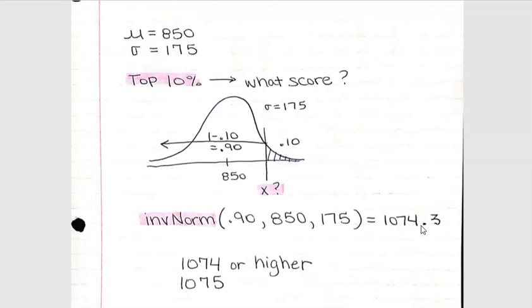1074.3. And depending on how the question told you to give your answer, sometimes it'll say round down, sometimes it'll say round up to the next whole number. So we're saying you need anywhere from about 1074 to 1075 or higher to be in that top 10%.